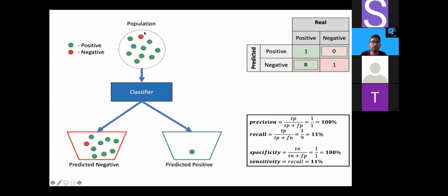So suppose we have a data set of 10 values here. The green ones are the positive values and the red ones are negative values. So we are predicting positive values. We give a data set to a classifier and it puts one data point into the positive class and the rest all into the negative class. The table you see here is called a confusion matrix.